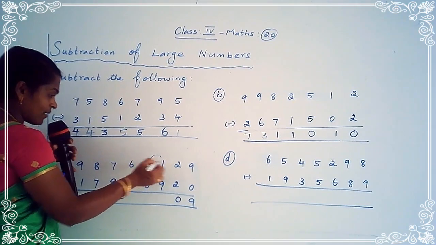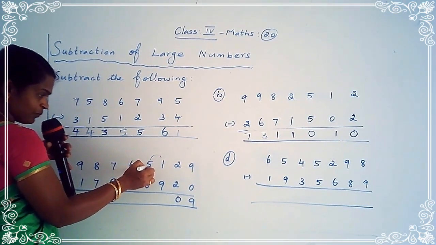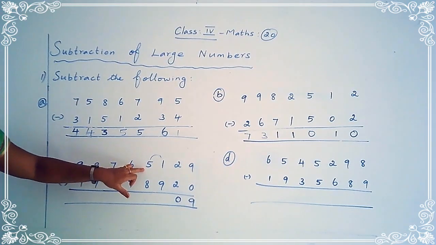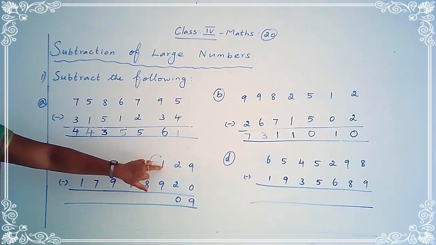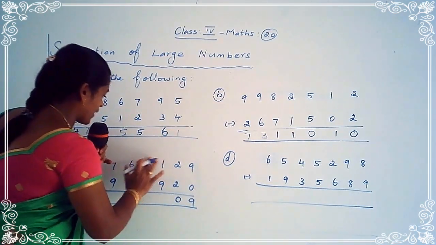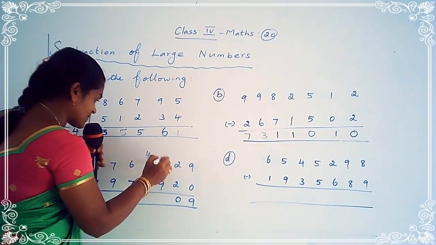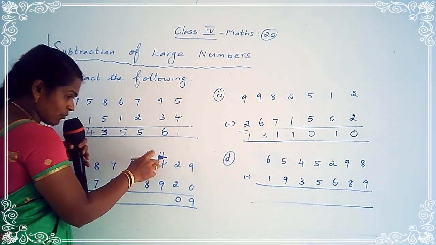Here the next place is the thousands place. The thousands place has 5. Okay children? Now you ask for a borrow. So you borrowed 1. That means 5 minus 1 is 4. So 5 becomes 4. 1 becomes 11. Why? Already there was 1 here, and now 1 is added.